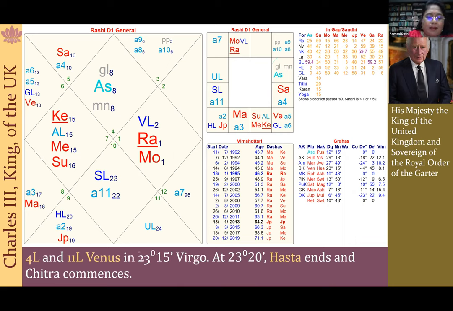This is 23:15 and this is 23:20. Just a 5 minutes kind of difference. And who is this Venus? The Venus is his fourth lord and the Venus is his 11th lord. That means this lord of the Arura Lagna, Venus, is the one who is in the Nakshatra Sandhi.